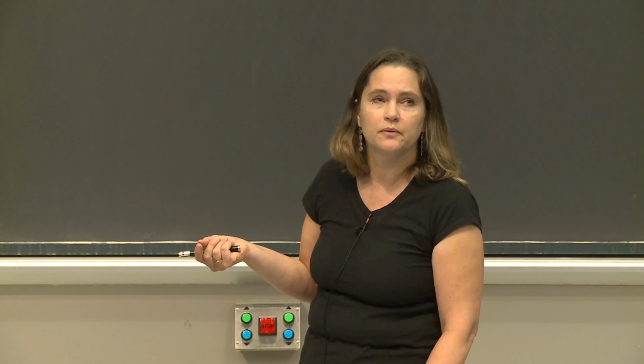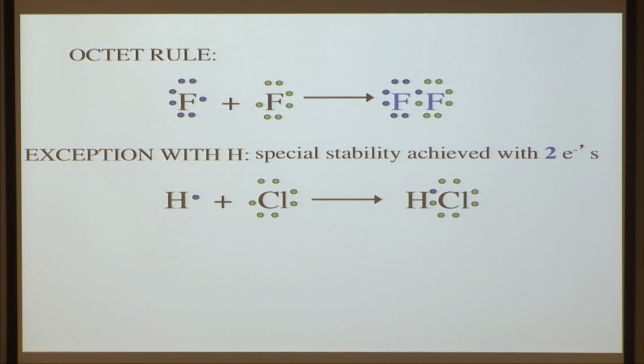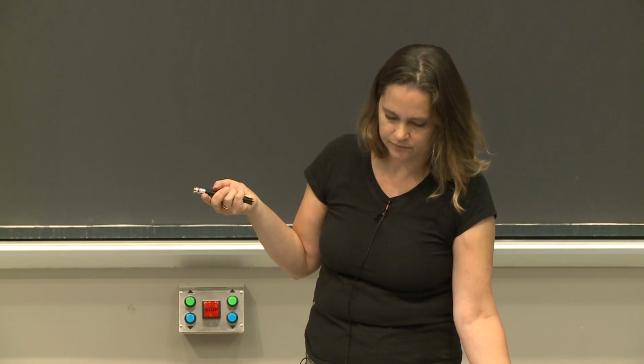Now, there are a few elements that do not want 8 in their valence shell, and hydrogen is one of them. It just has that one s orbital, so it only wants 2. That's all it can handle. So this is an exception. Hydrogen is going to want 2 electrons. Hydrogen loves to interact with things, though. It interacts with lots and lots of things. And here, hydrogen with its 1 valence electron is interacting with chlorine with its 7 valence electrons, and they are sharing 2 electrons, forming a bond together.